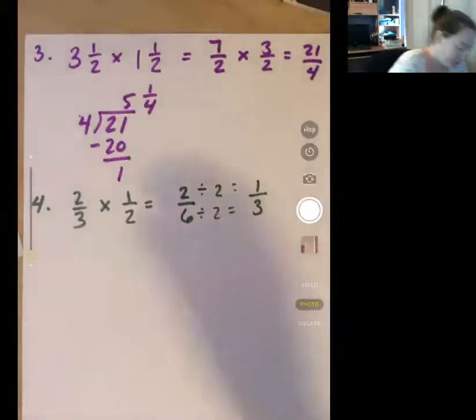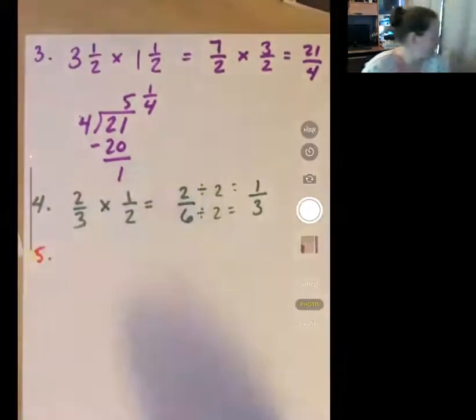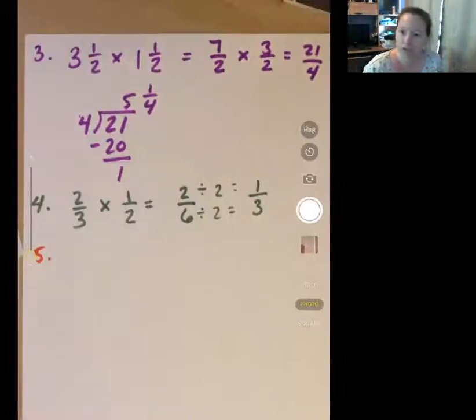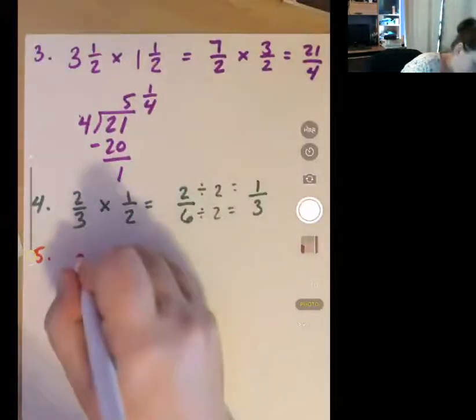Number 5. In gym class, you run 3/5 of a mile. Your coach runs 10 times that distance each day. How far does your coach run each day?